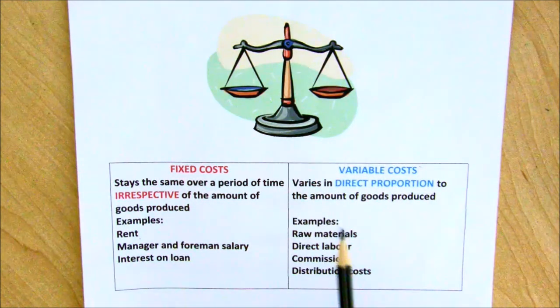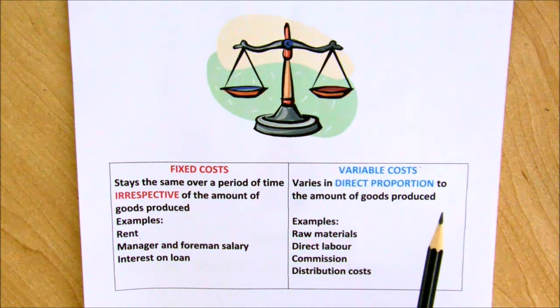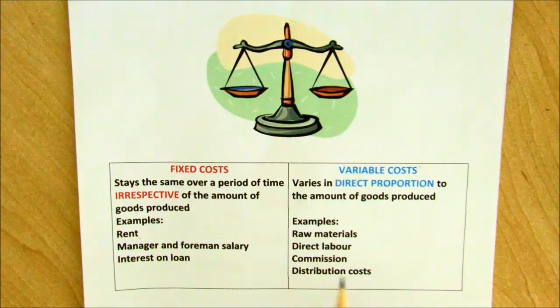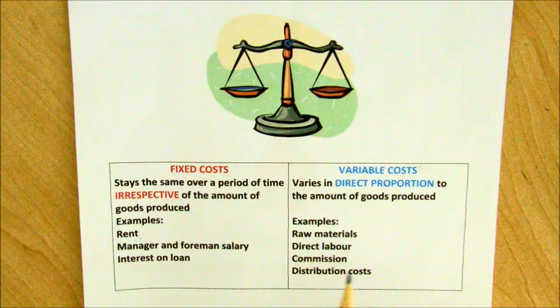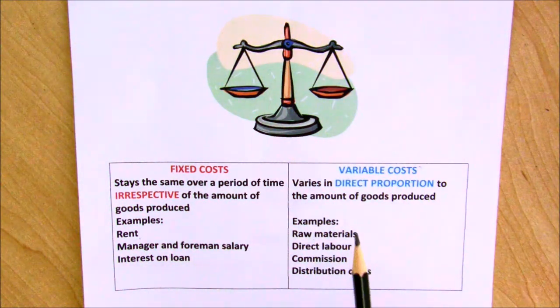Whereas variable costs, as the word says, they vary. They vary in direct proportion to the amount of goods produced. And here we're looking at our raw materials or our direct materials, our direct labor, our commission, which would be given to the salesman, our distribution costs, which is our delivery expenses. Now what we're saying here is that if I was to produce more items, these items would increase.